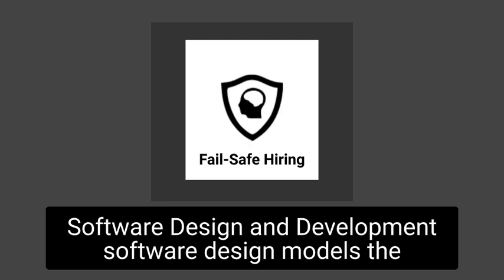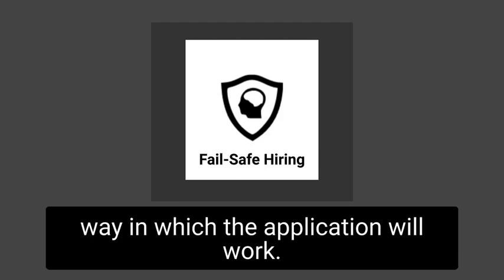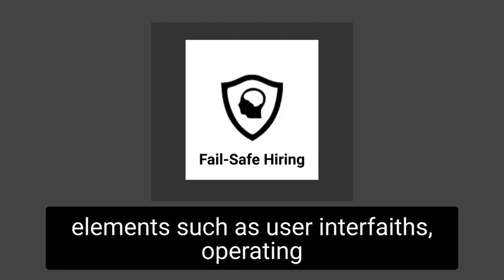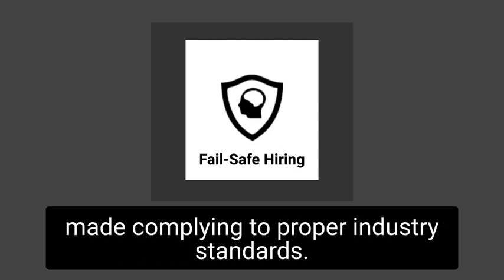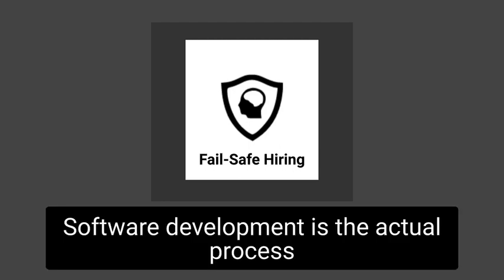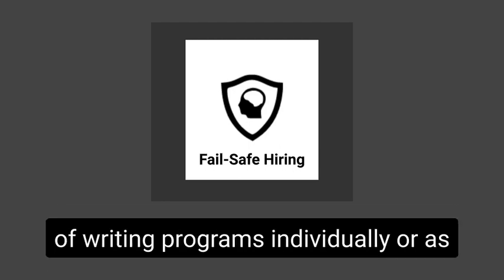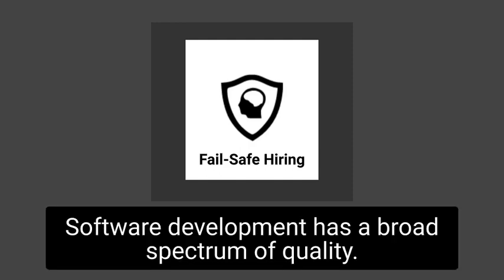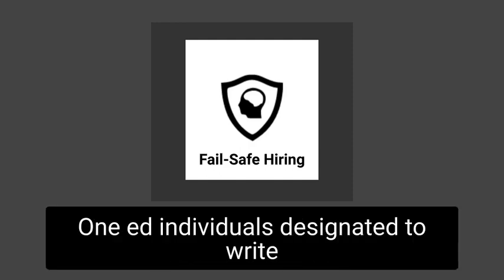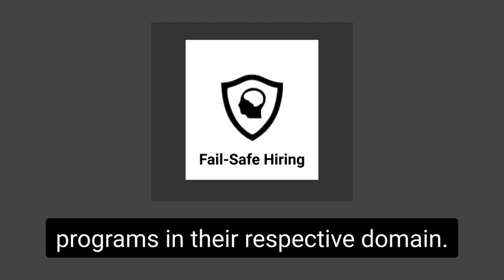Software design and development. Software design models the way in which the application will work. This is the phase where critical elements such as user interface, operating systems, programming languages, architecture decisions are made complying to proper industry standards. Software development is the actual process of writing programs individually or as a team to build the application. Software development has a broad spectrum of qualified individuals designated to write programs in their respective domain.